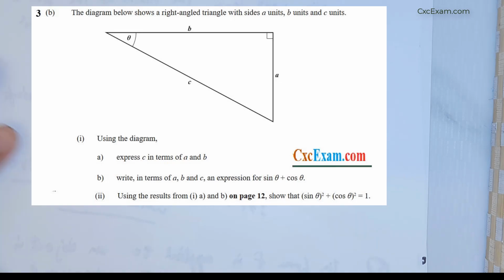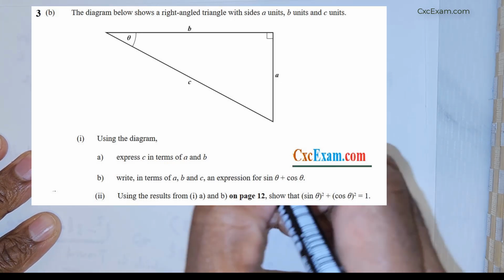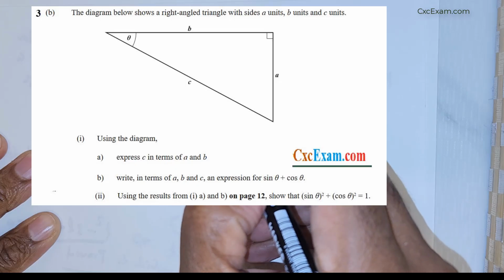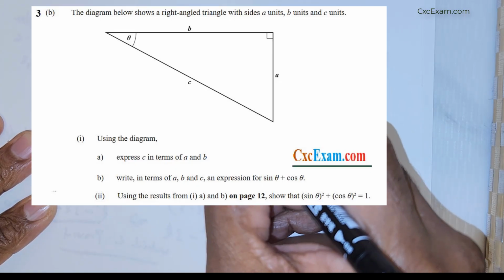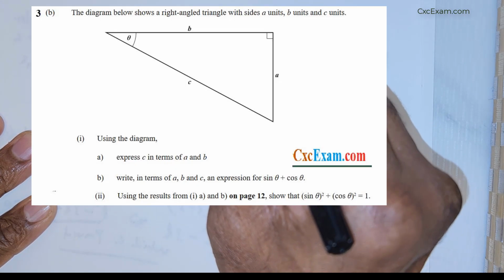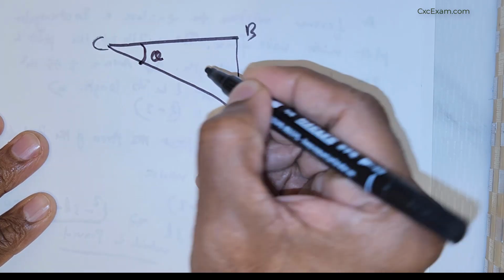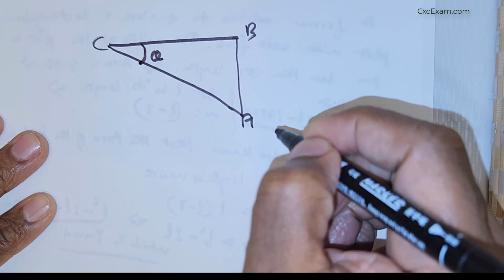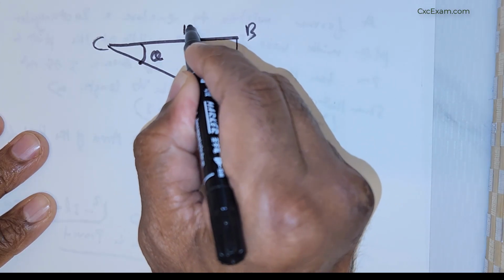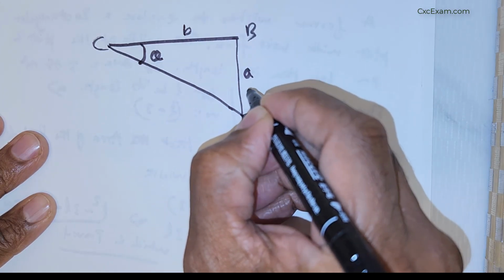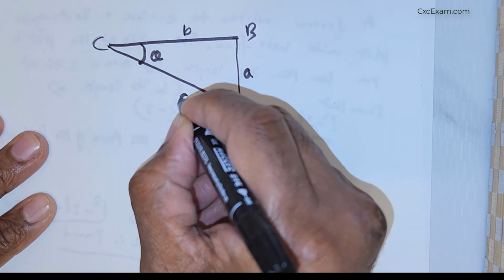Okay, so this is the next question. We have a right triangle. Let me name it as A, B, and C. This is theta. So you have a side here as B, side here as A, and here as C.